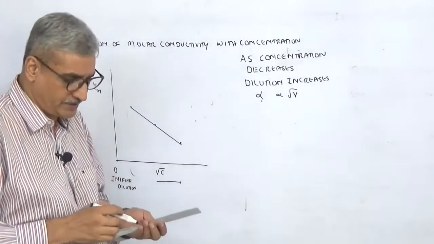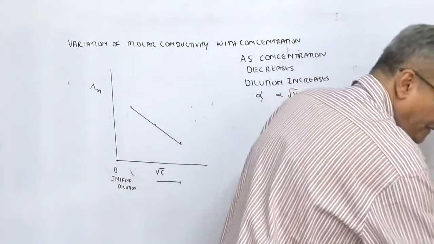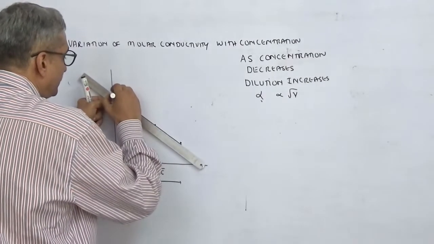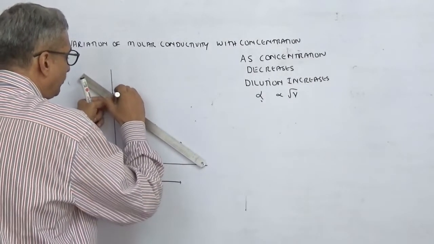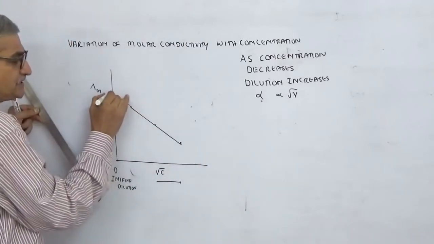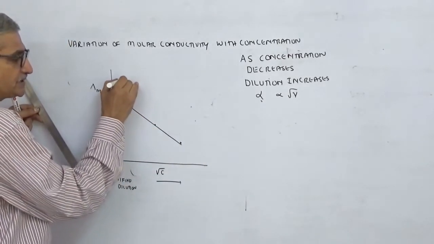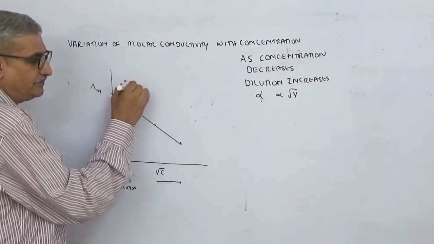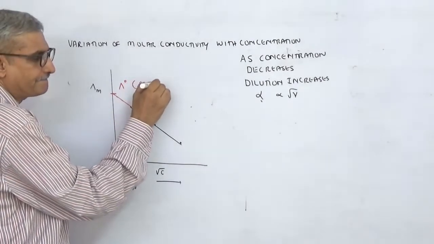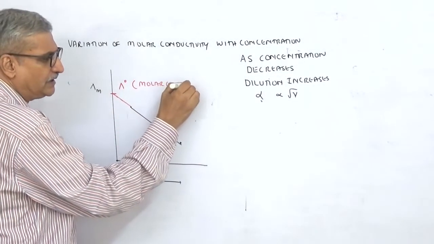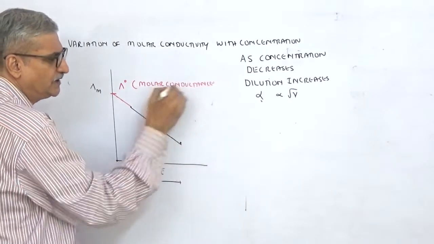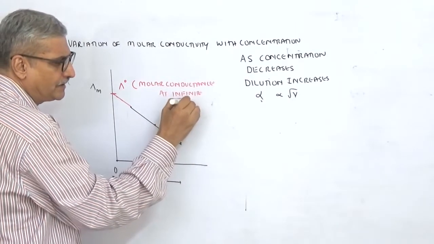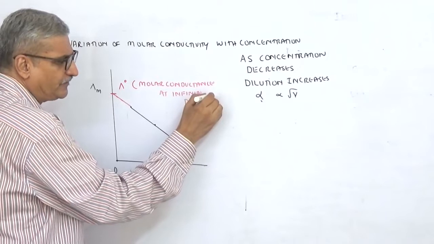So what we will do over here is, we'll take this graph and simply extrapolate it on the y-axis. So when I extrapolate this on the y-axis, this value is kappa naught. Kappa naught is what? It is molar conductance at infinite dilution. Molar conductance at infinite dilution. Very important.